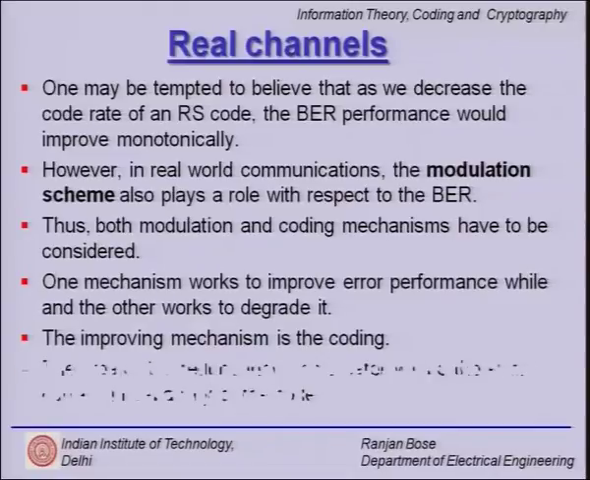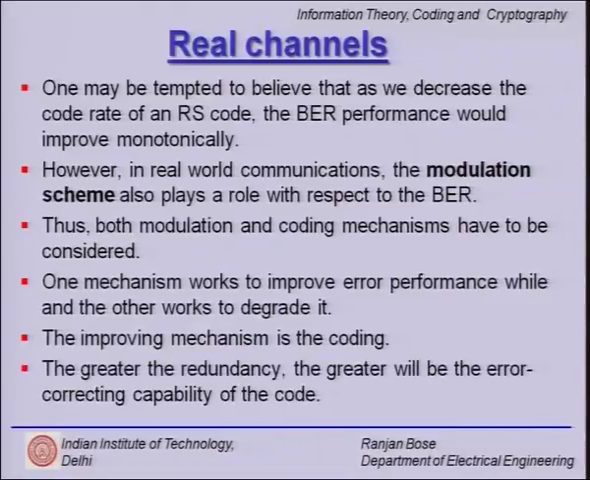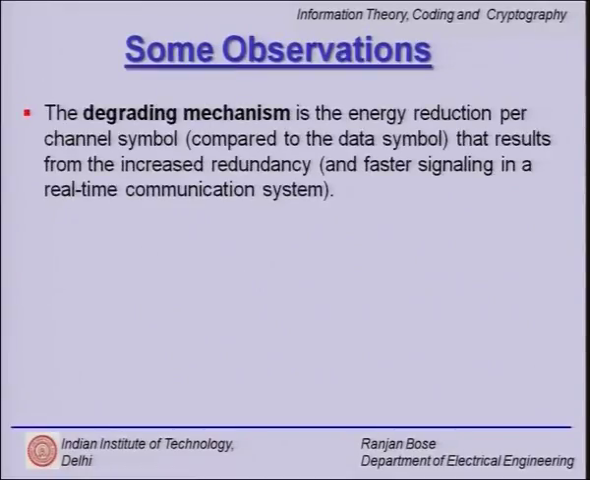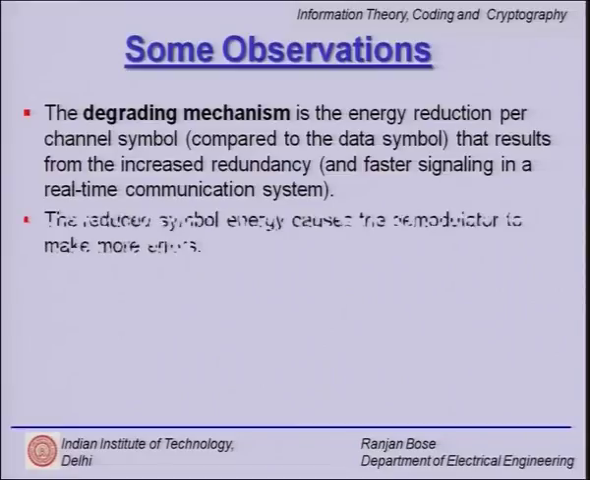So, let us see, the improving mechanism is coding. The greater the redundancy, the greater will be the error correcting capability of the code. But if you pack in too much redundancy, you have to switch to higher modulation schemes, which will make it counterproductive. So, let us make the observation that the degrading mechanism is the energy reduction per channel symbol compared to the data symbol that results from increased redundancy and faster signaling in a real time communication system. So, your energy per symbol also degrades.